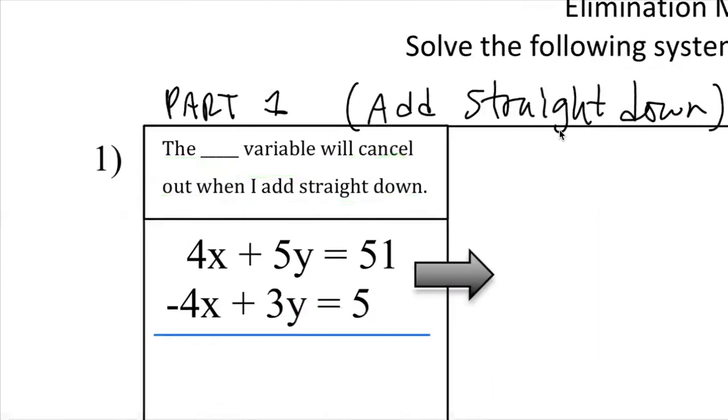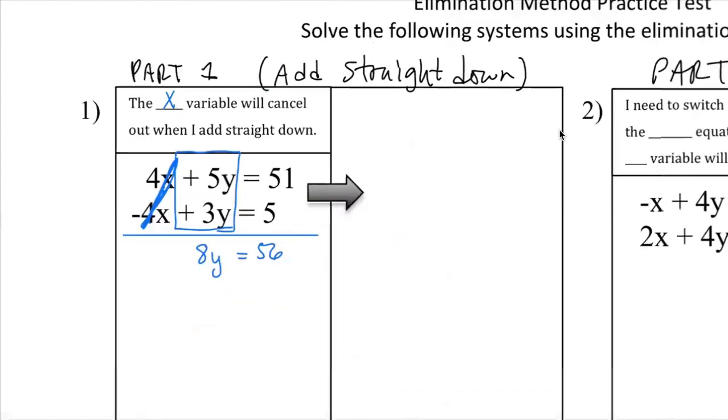So if I look here, which variable will add up to 0? 4 and -4 or 5 and 3? And we see here that 4 and -4, those add up to 0. So those are going to eliminate. The x variable will cancel out when I add straight down. So now I can just add everything else. 5y plus 3y, that's going to be an 8y. 51 and 5, add those together, that's going to be a 56.